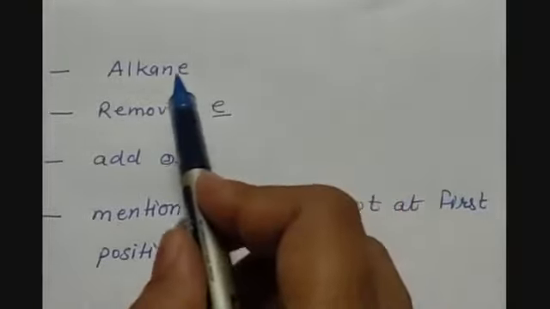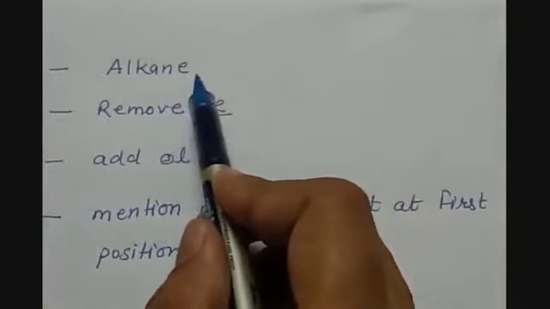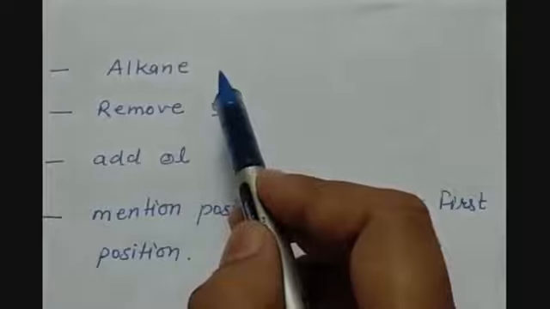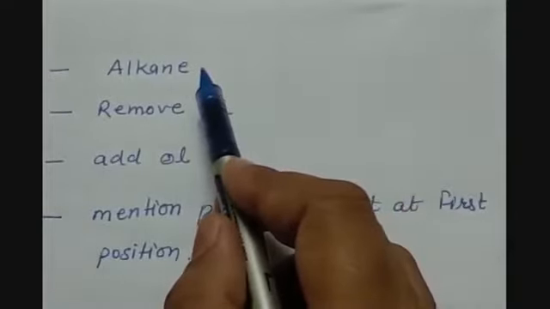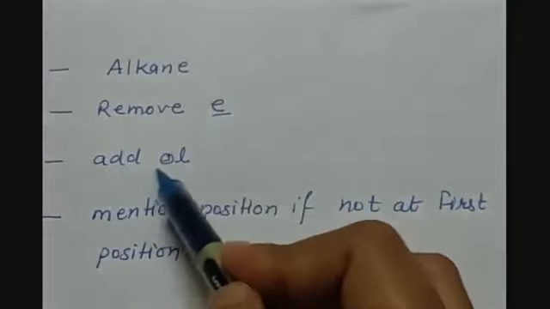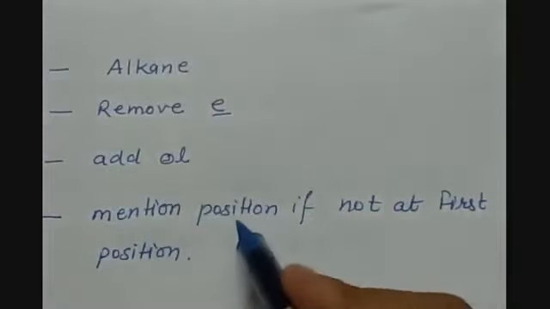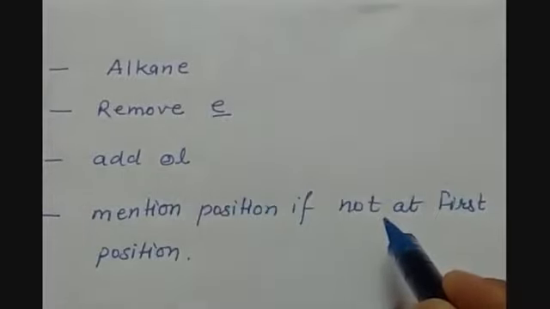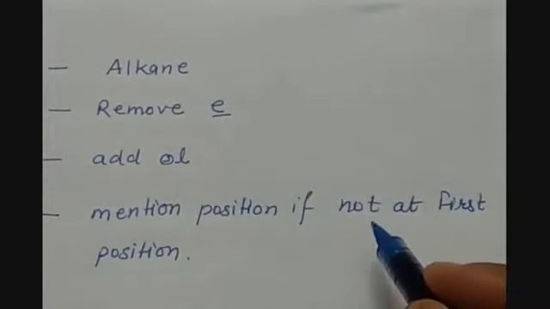First we have to find the longest chain containing the functional group. Then we have to find how many carbon atoms are there, so that will be our alkane. Then we have to remove the E from it and add ol to it. Mention the position of the alcohol group if it is not at the first position. Otherwise it should not be mentioned.